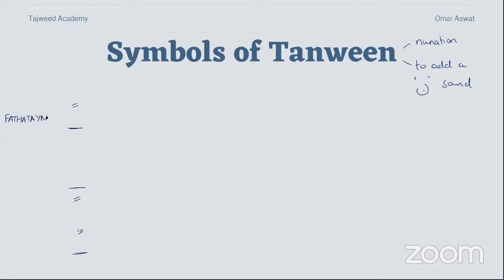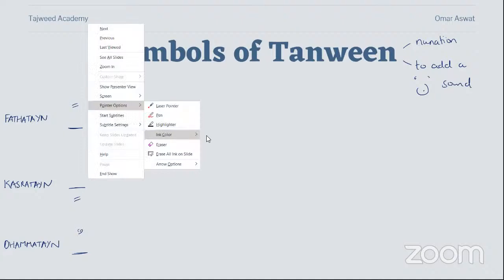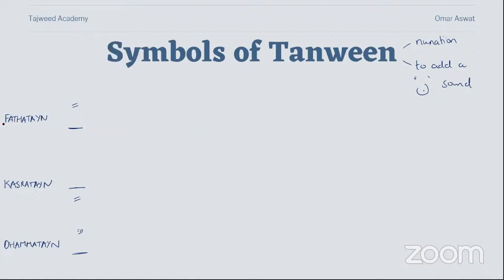Fathatain, kasratain, and dhammatain. Now you can realize that it's related back to the primary symbols we just looked at, because we have fatha, and then we've added ayn at the end. We have kasra, we've added ayn at the end, and we have dhamma, we've added ayn at the end. And what does ayn denote?